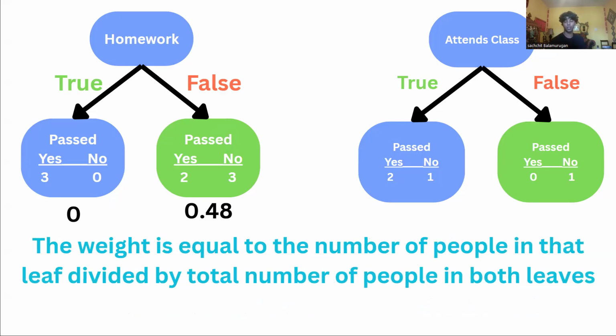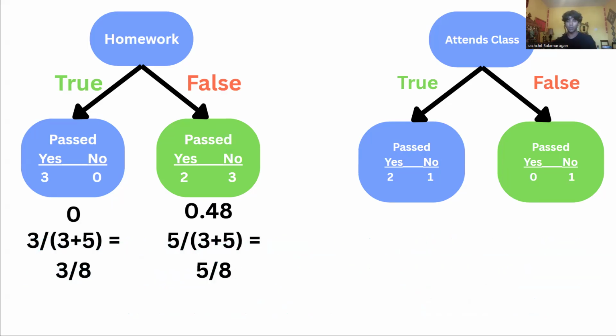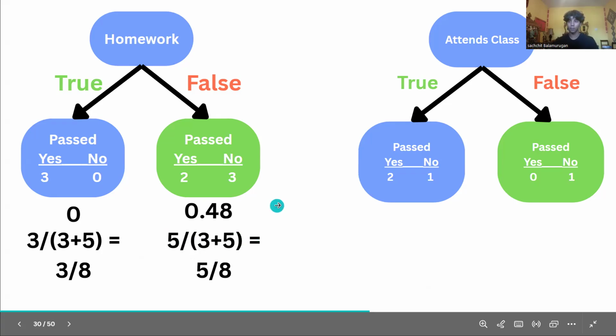So the weight is equal to the number of people in that leaf divided by the number of people in both leaves. So for example, 3 divided by 3 plus 5, right? Because there's 3 in yes, and 2 plus 3 is 5, and we do 5 plus 3, which is 8, or 3/8, right? So the weighted average there is 3/8. Now for false, we do 5 divided by 8, and we get 5/8, okay?